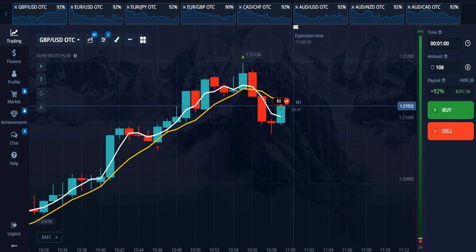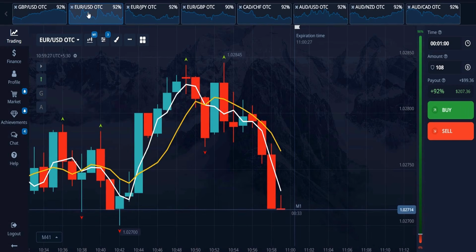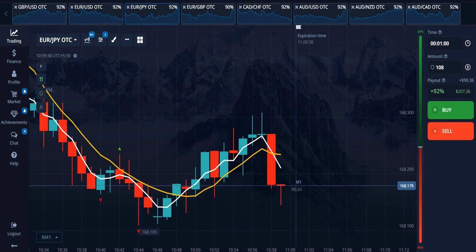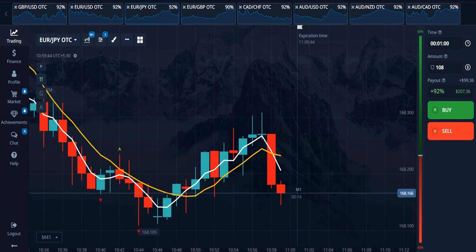Yes, we lost this trade, but that's okay. Mistakes happen, and every mistake is an opportunity to learn and improve. If I had entered the trade at the right moment, it would have aligned perfectly with our strategy, and we likely would have won. Now that we've learned from this, let's look for the next trading opportunity.